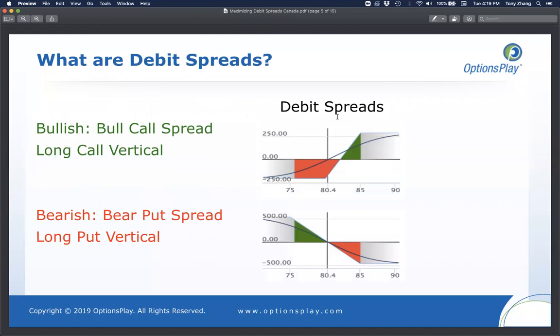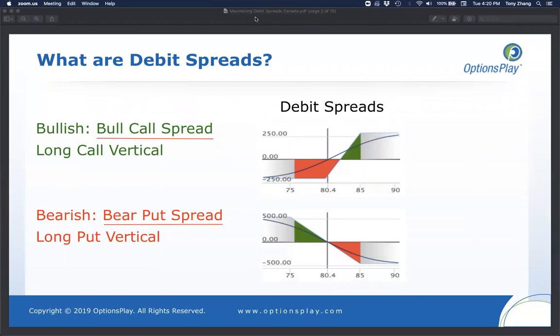So debit spreads, there are 2 types of debit spreads, and I'll break down both of them for you here today. You can trade what's called a bull call vertical or a bull call spread. This is the bullish version of a debit spread, or you can trade the bearish version, or a bear put spread, or a long put vertical.